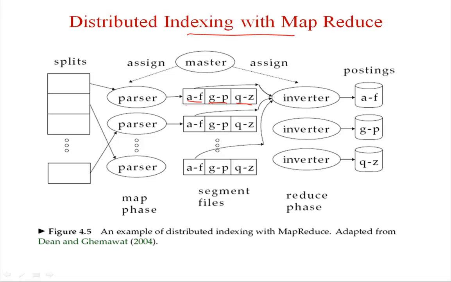So masters, after that, masters or shufflers assign a particular file which starts with A to F with inverter 1, which results in some postings after reduce page. So this is an example of distributed indexing with MapReduce.